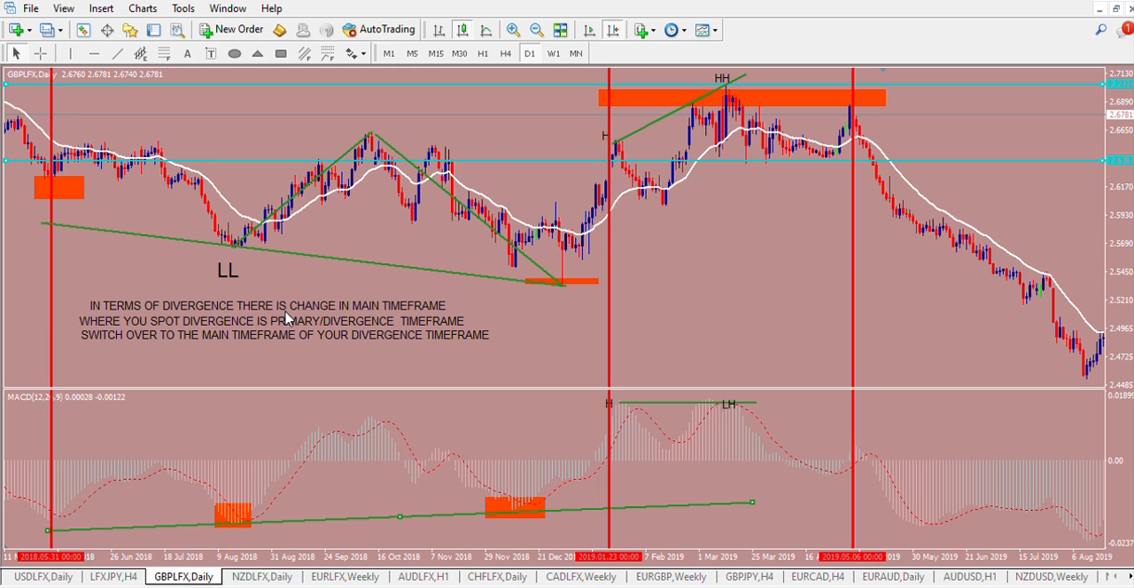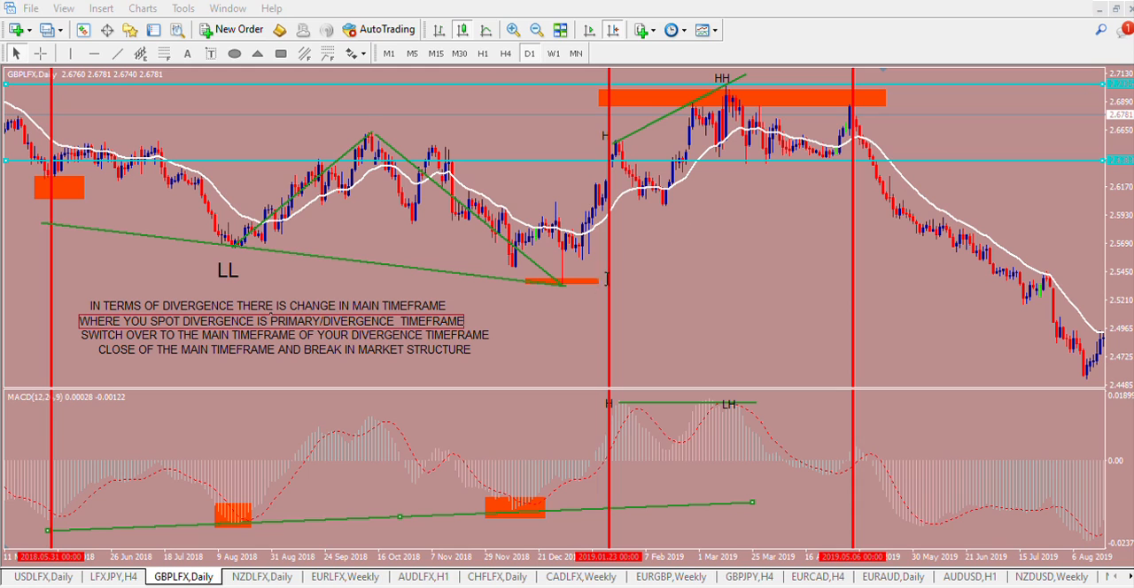Now, what you want to wait for is the close. This is important. The close of the main time frame. At the close of the main time frame, you want to see a break in market structure. It's very, very important. Now, these are the three rules.